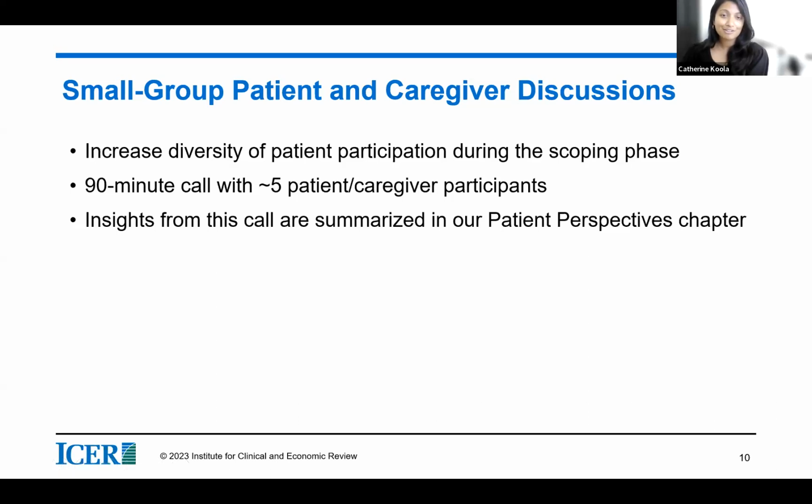So all of the insights that we gather from these discussions will then be summarized into our patient perspectives chapter of the report. Next slide.